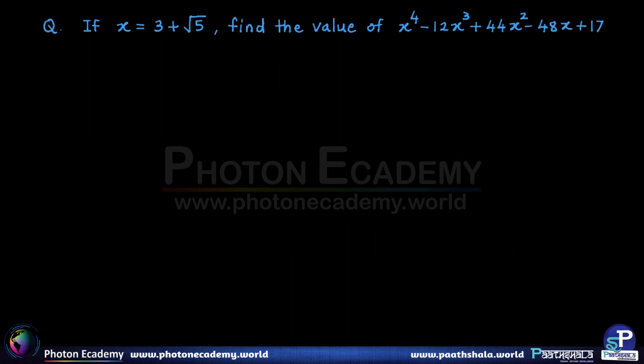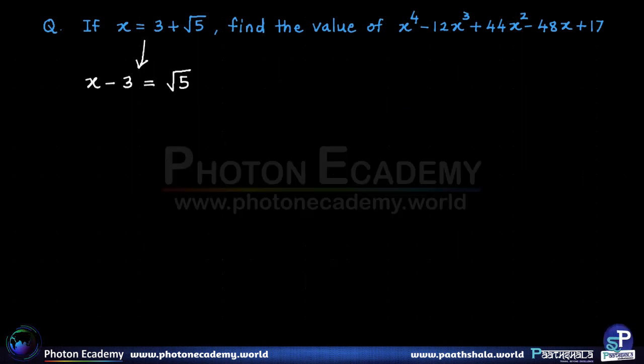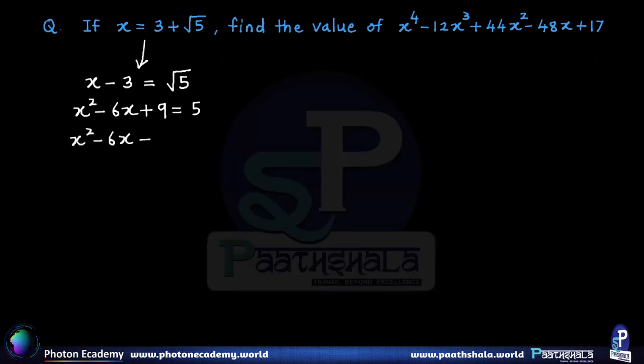So here definitely we don't directly substitute x with 3 plus root 5 in the expression, because that would become very tedious. Now starting off with the given data, let's take 3 to the other side, which gives us x minus 3 equal to root 5. Now to get rid of this square root, we must square both sides. So that means we will get x square minus 6x plus 9 equal to 5. And taking the 5 to the left side, we get x square minus 6x plus 4 equal to 0.